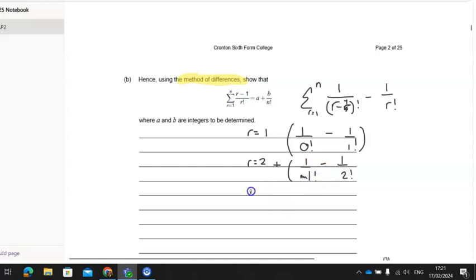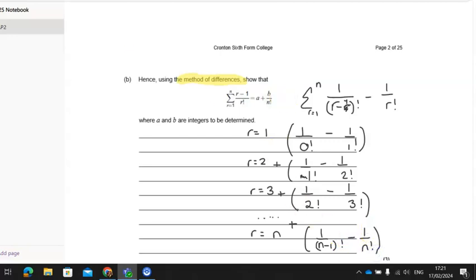Right. So then when r equals 3, we add our next term on. 1 over 3 minus 1 is 2, so 1 over 2 factorial minus 1 over 3 factorial. And we carry on in this manner until we get to our last term. Our last term is when r equals n, and we end up with 1 over n minus 1 factorial minus 1 over n factorial.